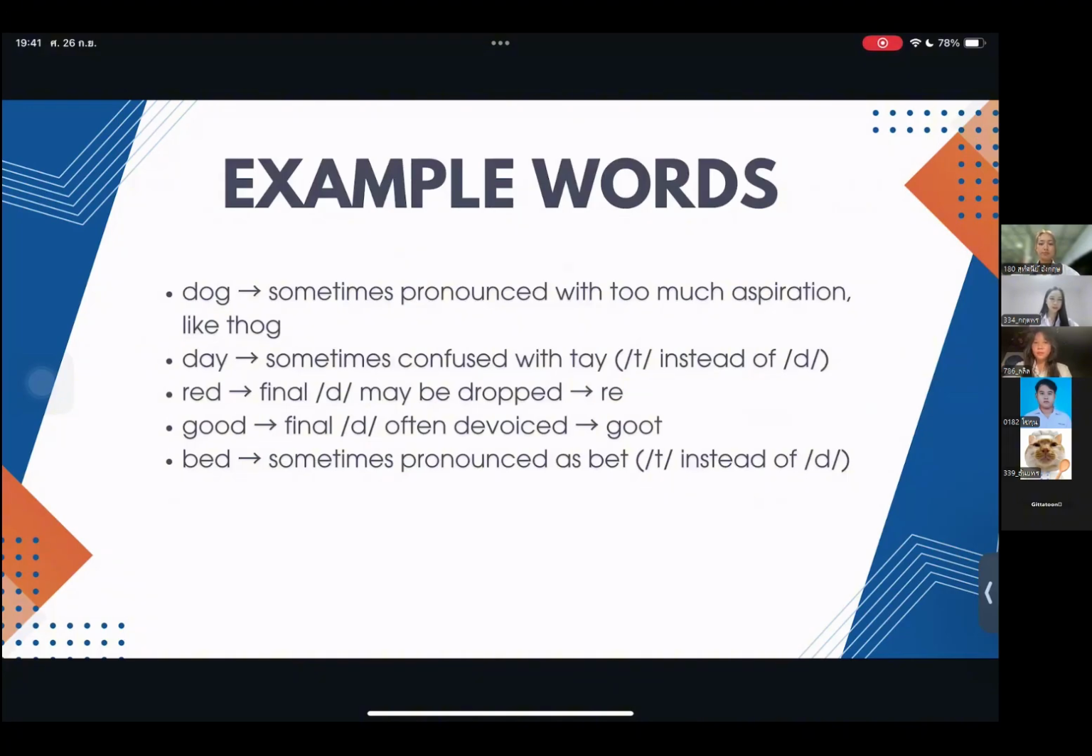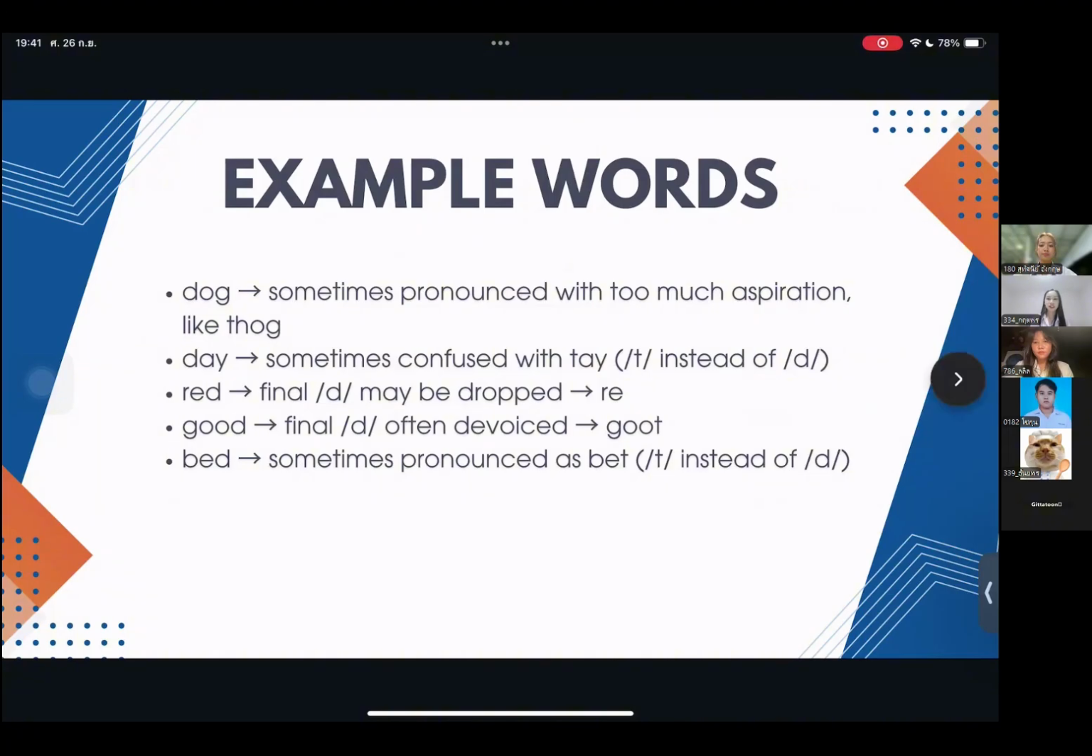So here are some simple example words with T and D sounds, like "dog" or "talk," "day" or maybe "tay," "right" or "very good."